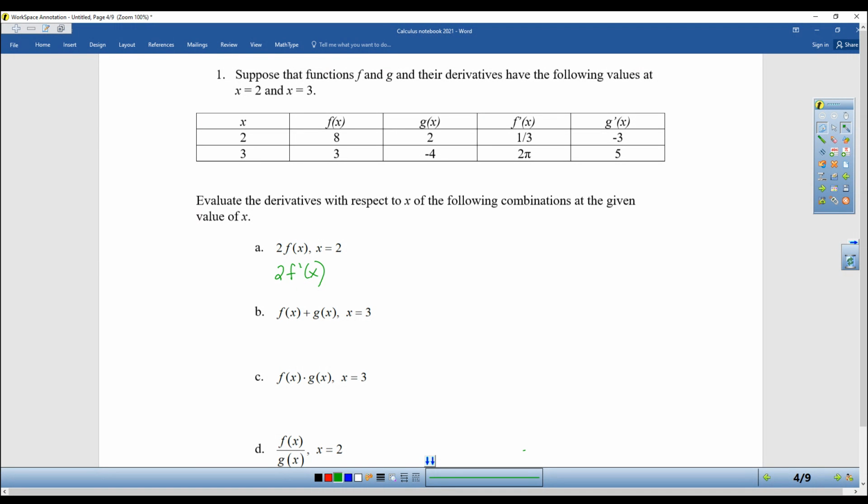What is this trying to teach you? That a 2 on the outside stays there. It's a constant. It just gets multiplied by the derivative. What is 2 times f prime of 2? Because I want to know it at x is equal to 2. I look up at my chart. F prime of x at 2 is 1/3. 2 times 1/3 is 2/3.